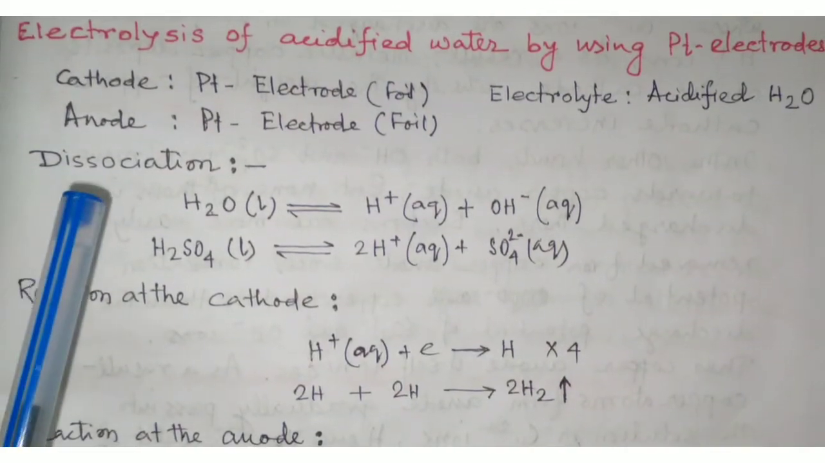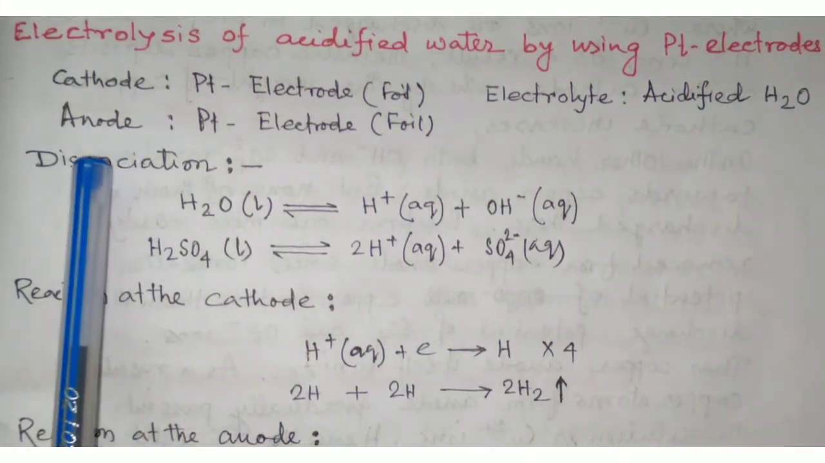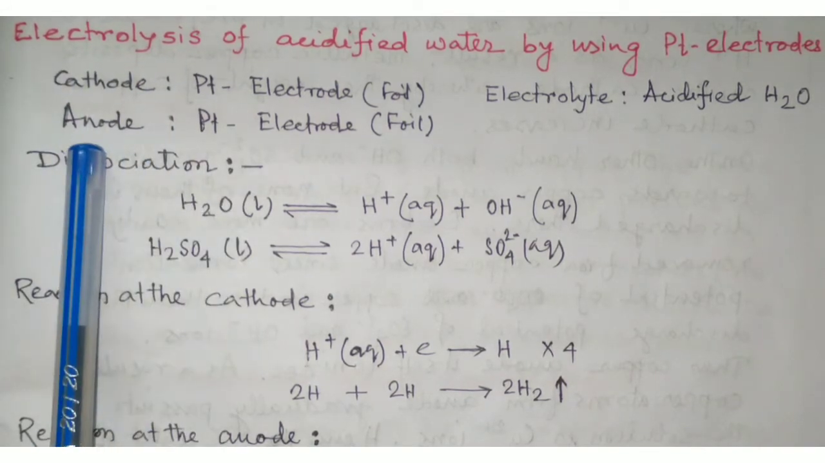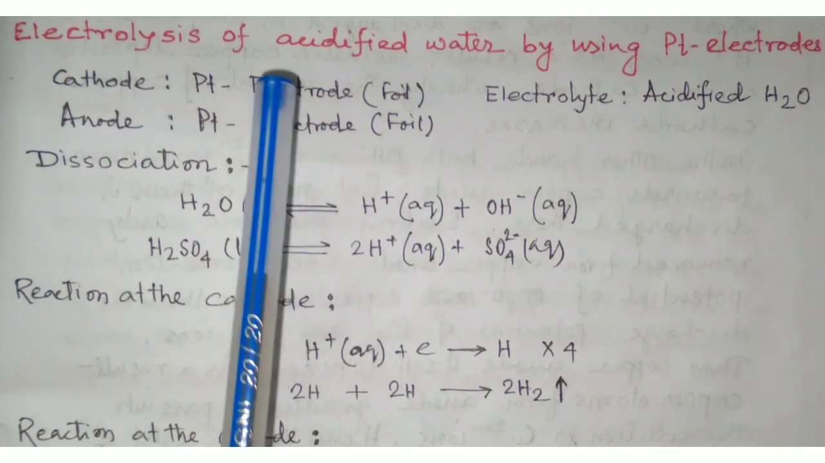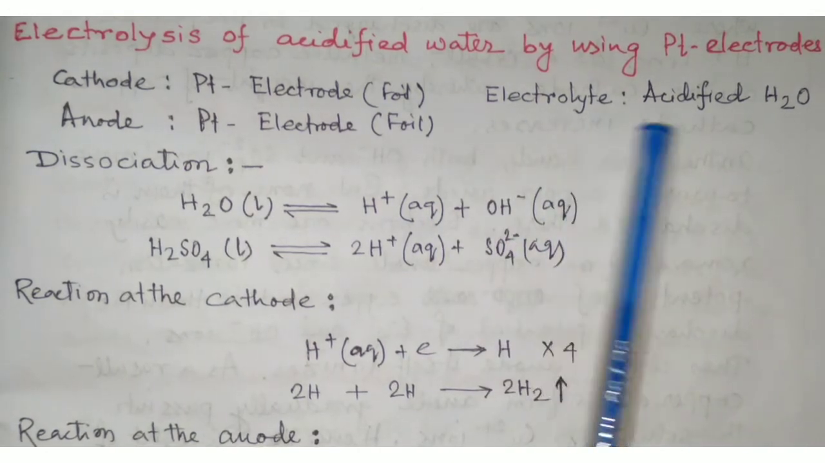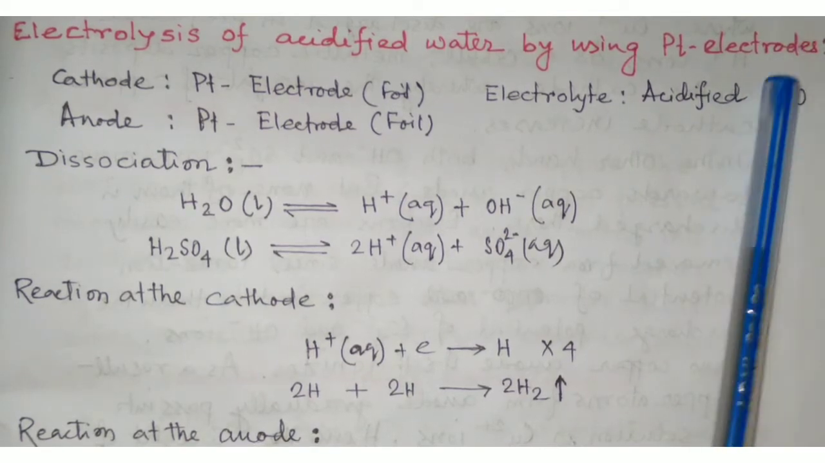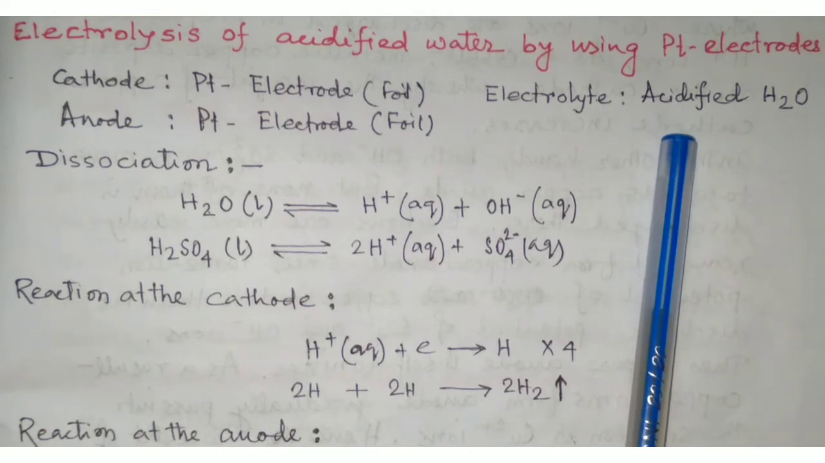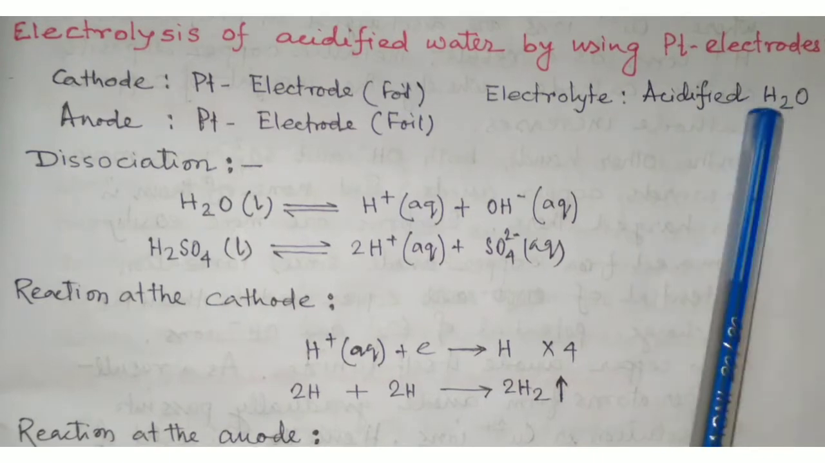Now we discuss the electrolysis of acidified water using platinum electrodes. At first, what is used as cathode and anode? Here, platinum electrodes or foils are used as cathode and anode in both cases. And what is the electrolyte? Here, the electrolyte is acidified H2O. Actually, H2O is not a good conductor of electricity, so we mix in some acid to make water a good conductor.